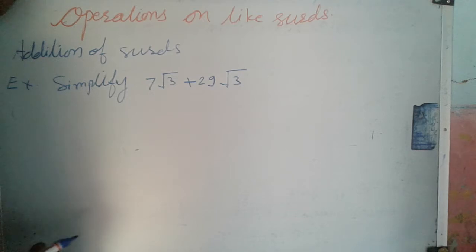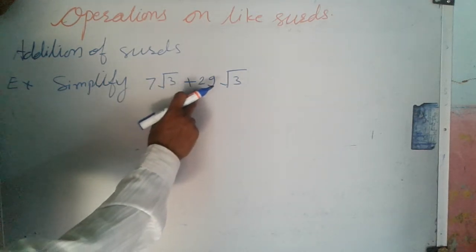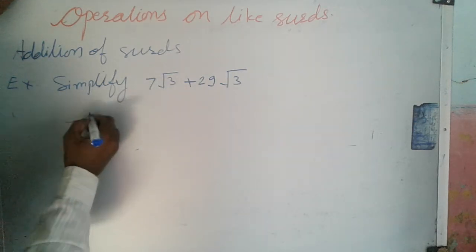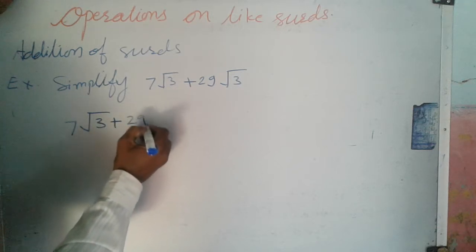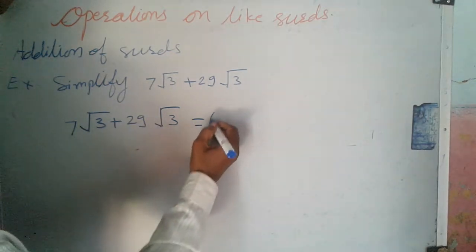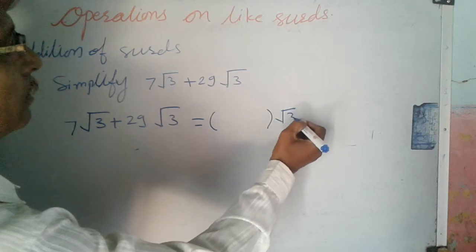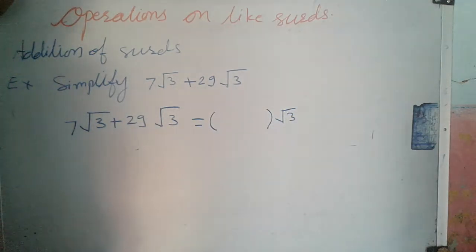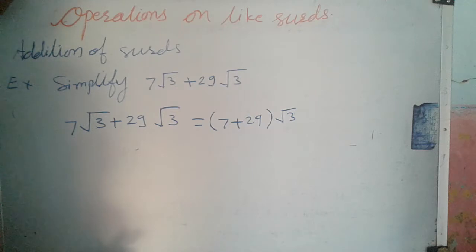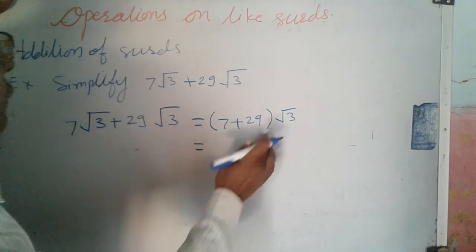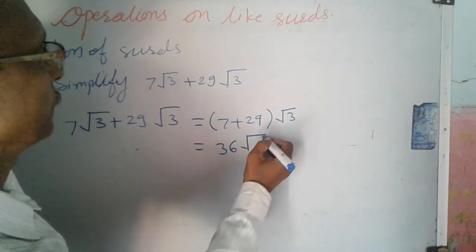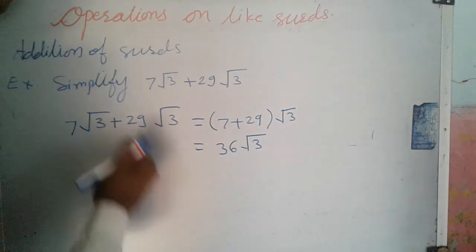Now here an example is given. We have to add 7 root 3 plus 29 root 3. Now here root 3 is common. Take root 3 out of the bracket. So in the bracket remains 7 plus 29. And 7 plus 29 we get 36 root 3. So this is the addition.